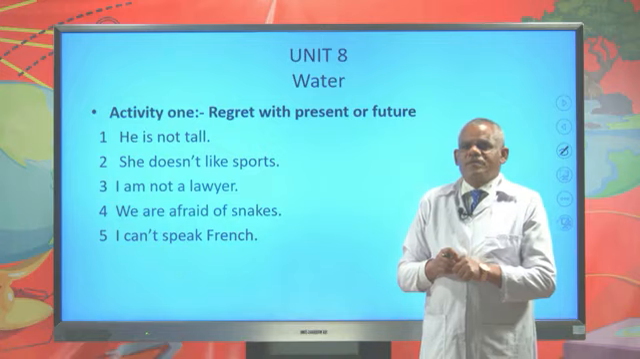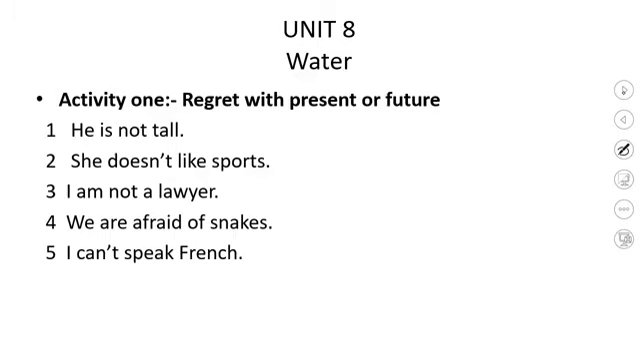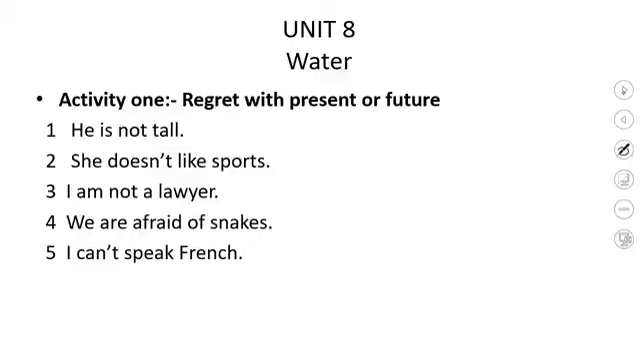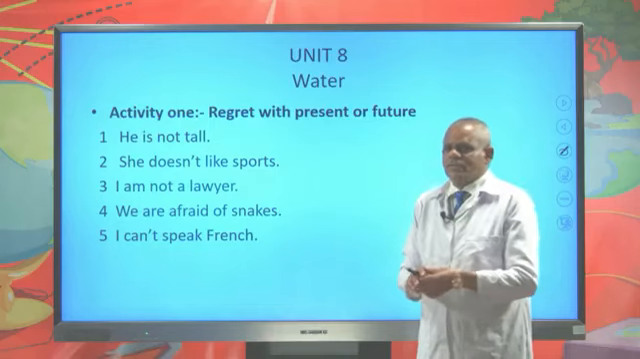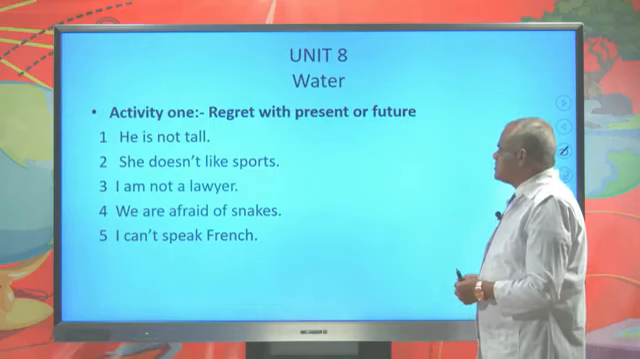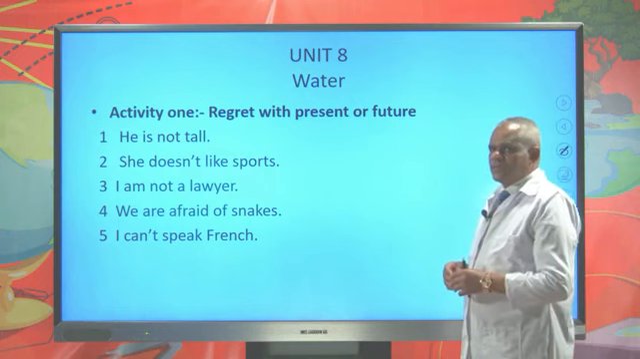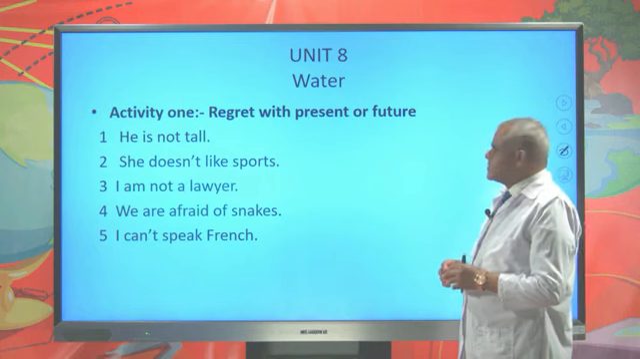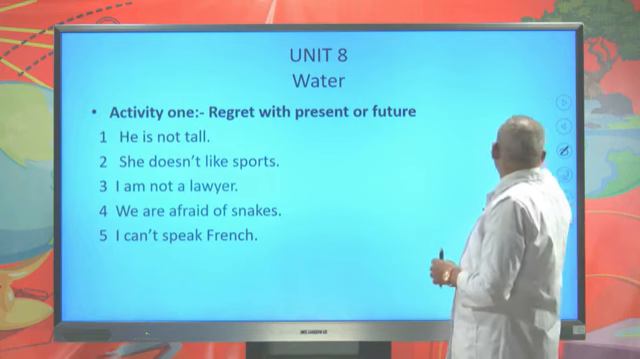We are afraid of snakes. We wish we were not afraid of what? Snakes. Good. I can't speak French. I wish I could speak French. So based on that form, you can practice like this. That's an interesting one. Good job. You can make your own sentences with these forms in different contexts so as to show present and future.